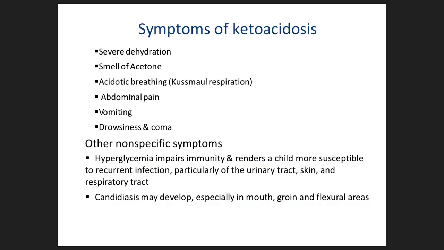The patient might have, in addition to the polyuria, polydipsia, weight loss, and polyphagia, abdominal pain, vomiting, drowsiness, and might go into coma, and the type of breathing will be rapid breathing. Why rapid breathing? Because the child washes out CO2 to compensate for metabolic acidosis. That is called Kussmaul breathing. It is very important to ask the history about symptoms of diabetes and symptoms of ketoacidosis.